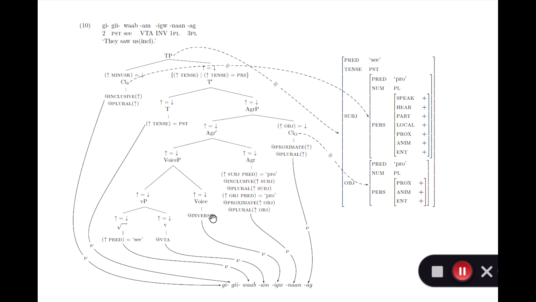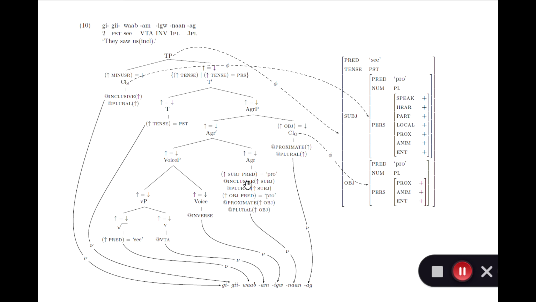There's a voice head, which tells you whether it's direct or inverse, or things like reflexive marking, and so on. The agr head here has features of both the subject and the object. So it has the person features, the number features, and the pred equals pro features. So we're assuming the pronominal argument hypothesis.